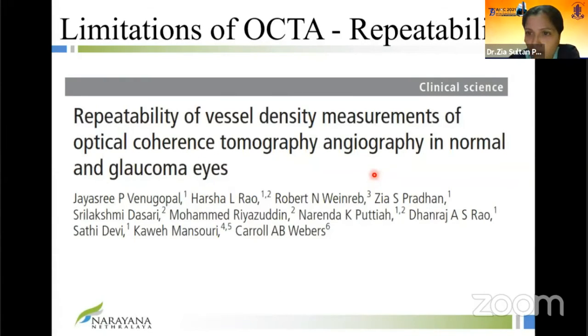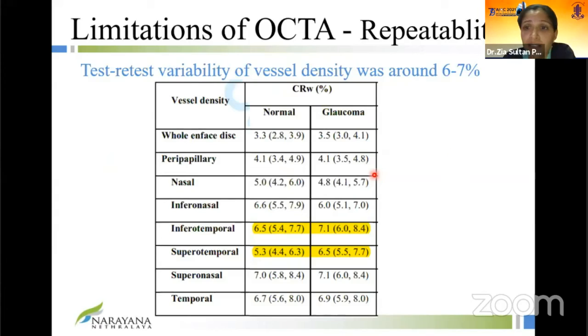Now we come to repeatability. Whether it is in retina or in glaucoma, we know that we have to follow patients up over time. We need to see whether the lesion is increasing or decreasing, and whether progression is occurring or not. The first step in that is to check the inter-visit repeatability. With the earlier version of the OCTA, the test-retest variability was around 6 to 7%, and that is quite high.